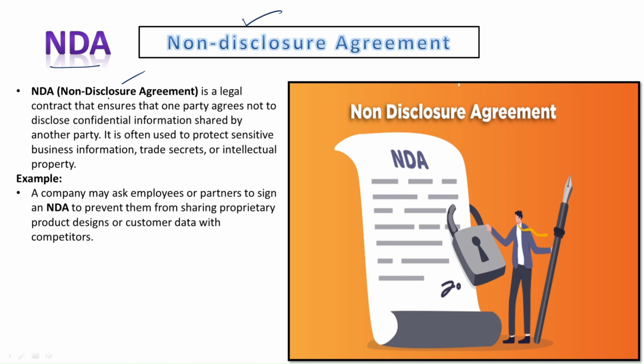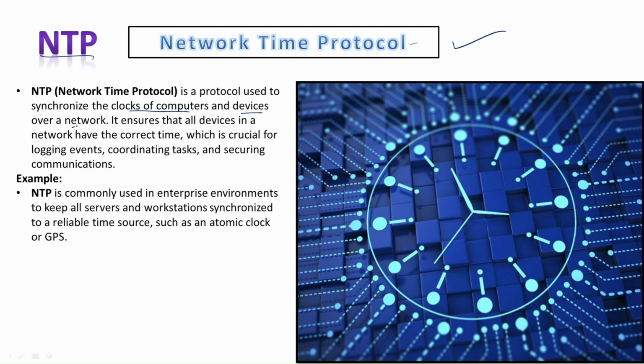NTP, that is Network Time Protocol. So NTP is a protocol used to synchronize the clocks of computers and devices over a network. It ensures that all devices in a network have the correct time, which is crucial for logging events, coordinating tasks, and securing communication. For example, NTP is commonly used in enterprise environments to keep all servers and workstations synchronized to a reliable time source such as an atomic clock or GPS.